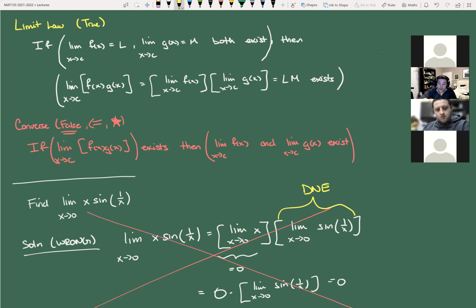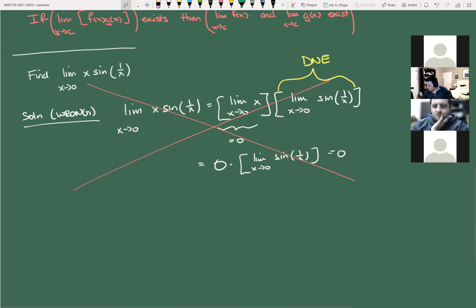Okay, and so you can't split it up like that, right? The limit laws explicitly state that for you to be able to do this splitting, you have to know that both of the limits exist to begin with. You can't split them up if you don't know that the limits exist, or if one of them doesn't exist. So is that okay? Do people understand what I'm saying there? Because it's the same sort of thing.